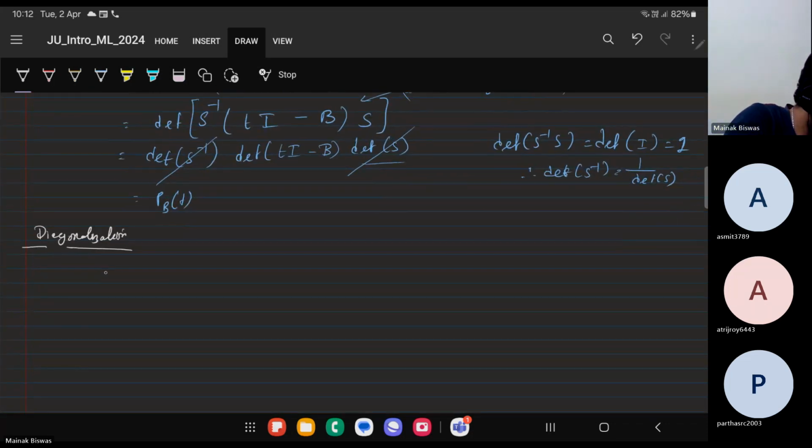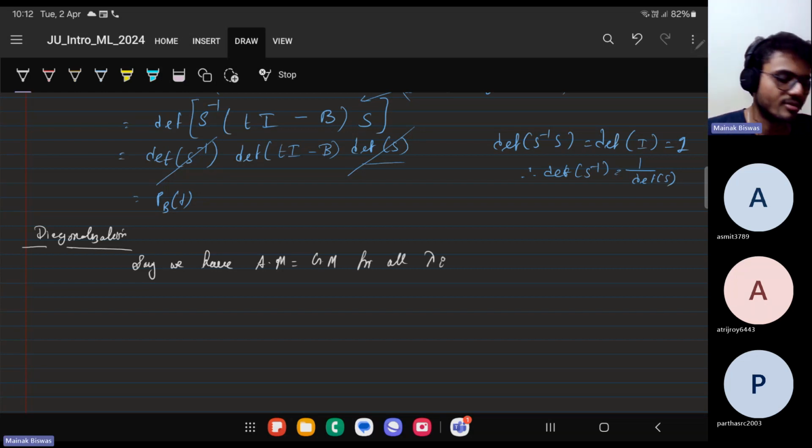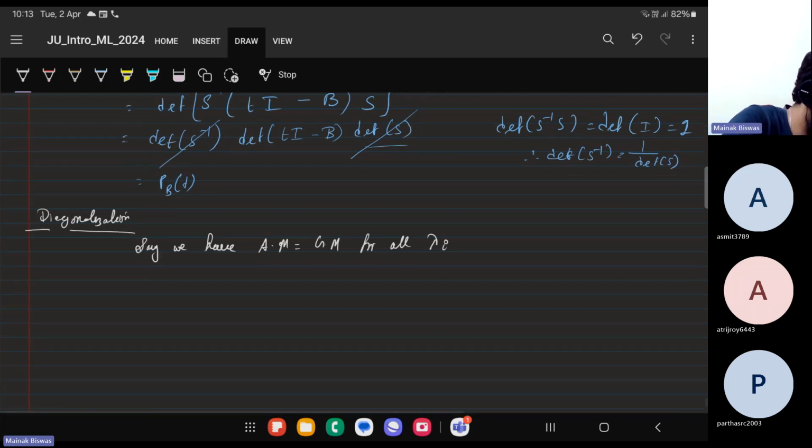So say we have algebraic multiplicity equal to geometric multiplicity for all lambda i's. Even if they're repeated, they have independent null space vectors. Is it clear? You now know what algebraic multiplicity and geometric multiplicity mean, and what it means to have them equal. That's why I spent so much time on each of these.